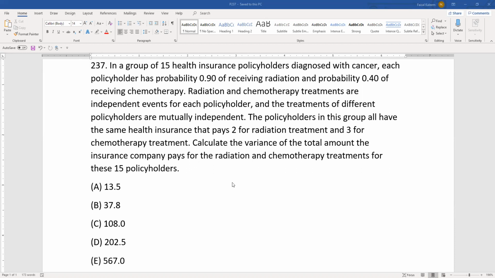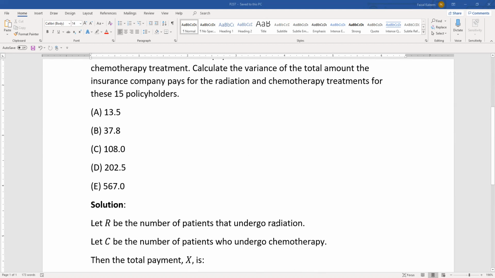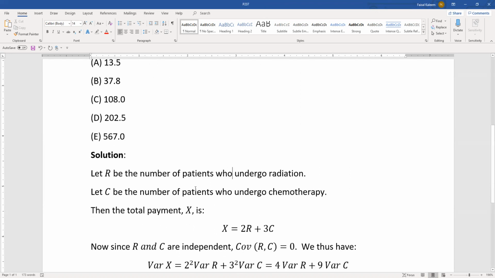Let R be the number of patients that undergo radiation, and let C be the number of patients that undergo chemotherapy. Okay, so then the total payment, since we are paid 2 for each radiation and 3 for each chemotherapy, will be 2R for the radiation and 3C for the chemo, because 3 for each chemo. So the total payment will be 2R plus 3C.